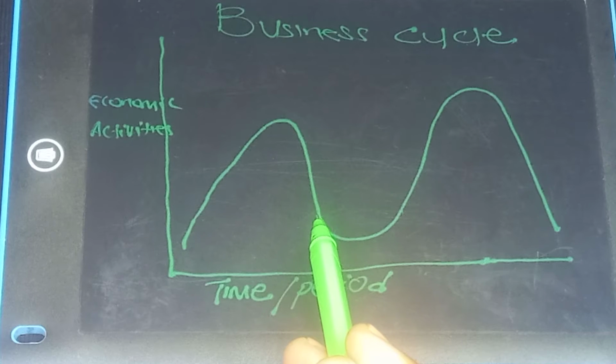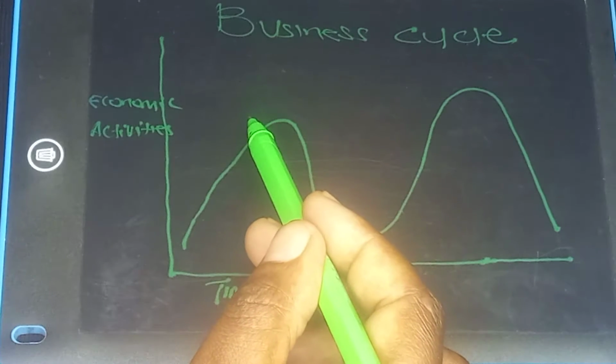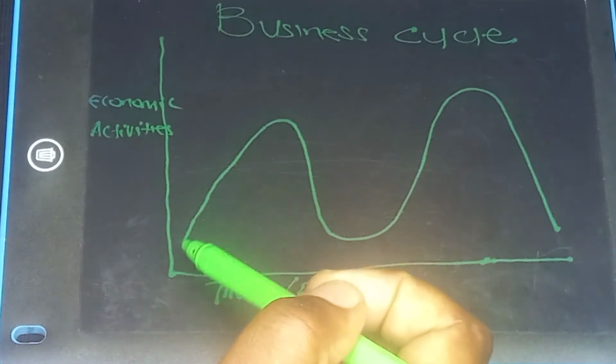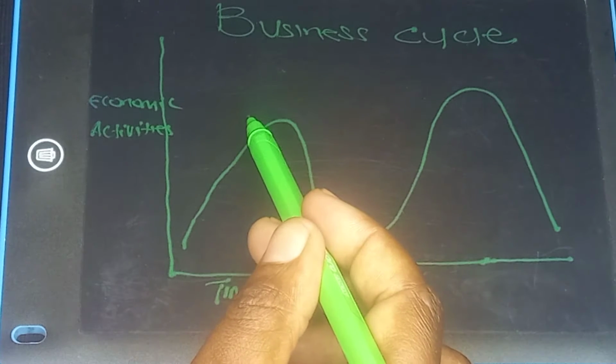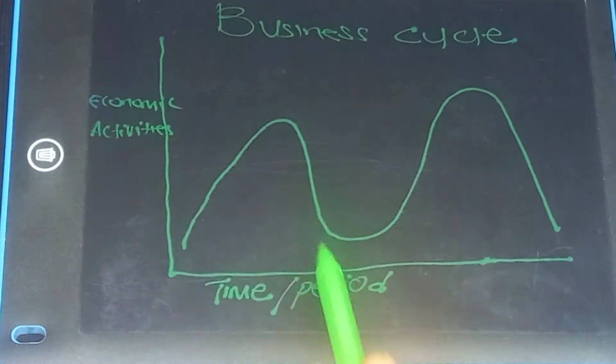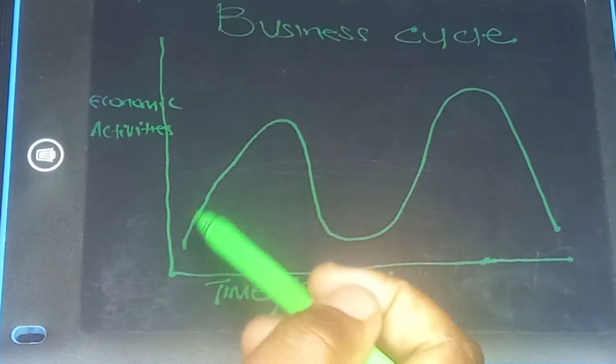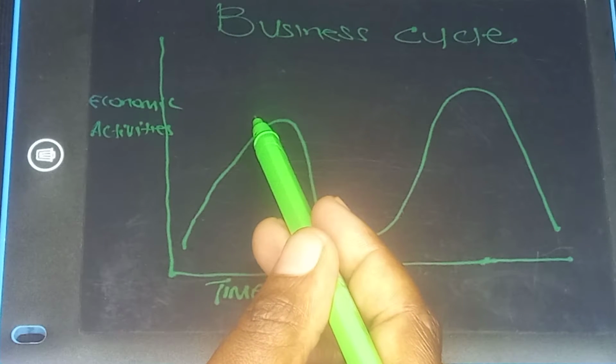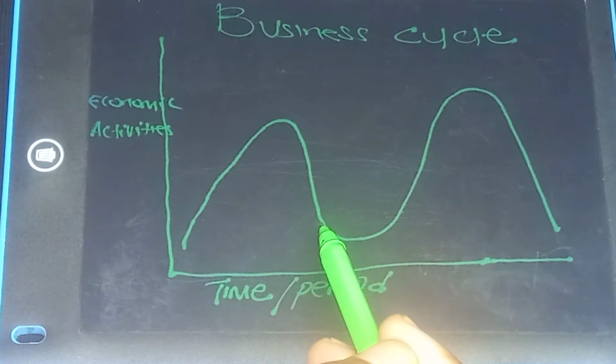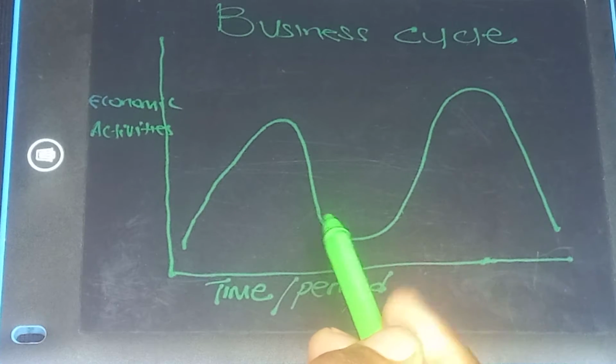In other words, we can say these are upswing. That means they are swinging up, or we can say they are swinging down. Remember, upswing means the economy is positive, the economy is growing. Downswing, it means that the economy is negative and the economy is not growing, it is rather decreasing.